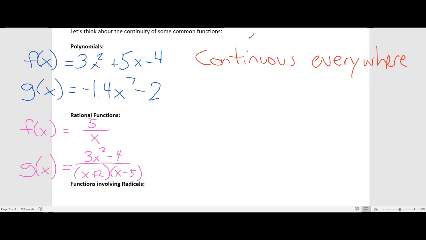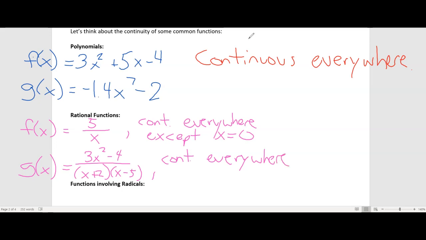So for this function right here, it is continuous everywhere except x equals 0. And down here, continuous everywhere except x equals -2 and x equals positive 5.